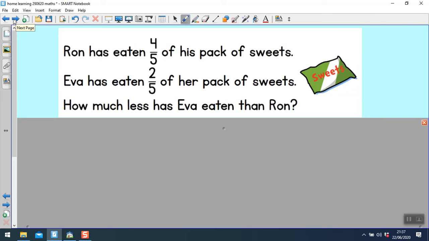Ron has eaten 4/5 of his pack of sweets. Eva has eaten 2/5 of her pack of sweets. How much less has Eva eaten than Ron? So because they're working with different packs of sweets, you need 2 different bars. Write down your answer.